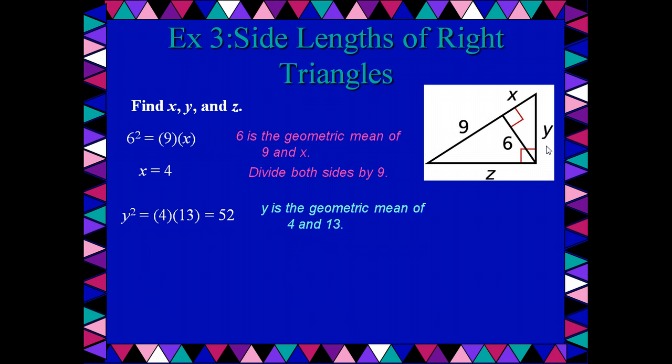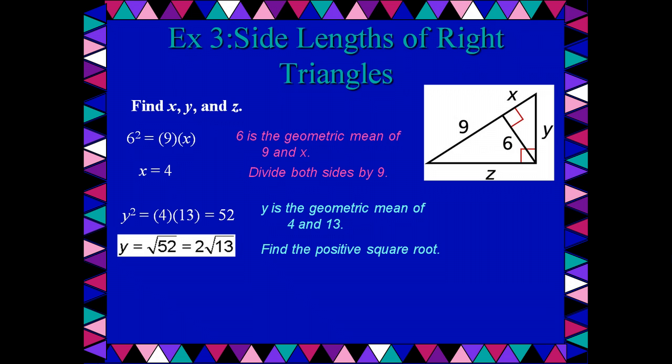For y, y is the geometric mean of 4 and 13. Since x is 4, and we add 4 plus 9, we get 13. That's the entire hypotenuse. So we have y squared equals 4 times 13, which is 52. And then we find the positive square root, and y equals 2 square roots of 13.